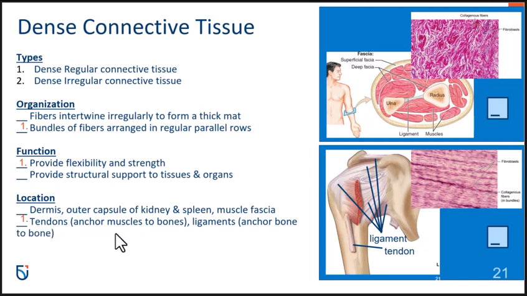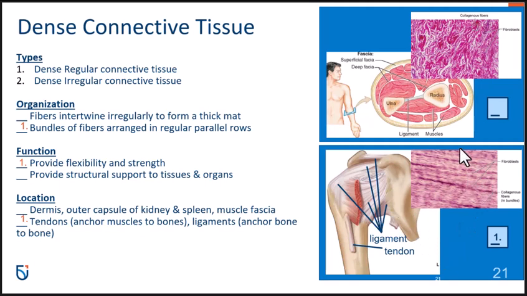Tendons, we'll learn, are going to anchor our muscles to our bones, and ligaments are going to anchor bones to bones. So if we look at this image here, you can see the nice orientation of these fibers, these dense regular connective tissue fibers, where there's a lot of collagen that's present in comparison to the amount of elastic fibers that would be present.